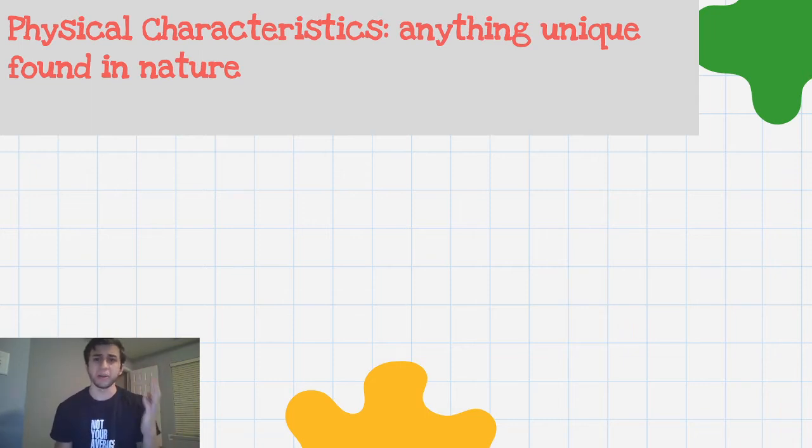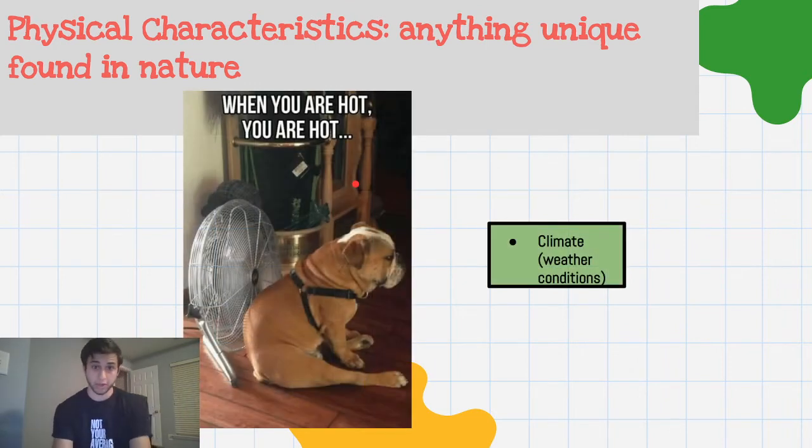Things like the sun, the sky, the moon, those are everywhere. So we don't need to worry about those when we describe a place. Some examples of physical characteristics are the climate, the weather conditions. Some places it's hot all the time, some places it's cold all the time, and some places it's something in between, like North Carolina.